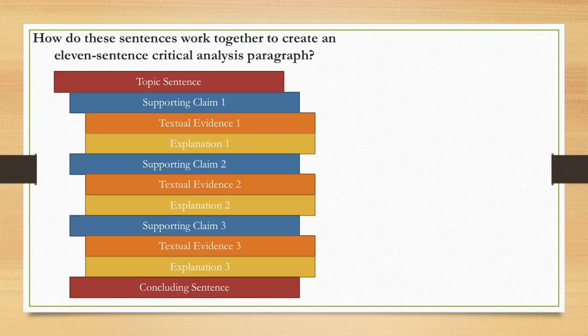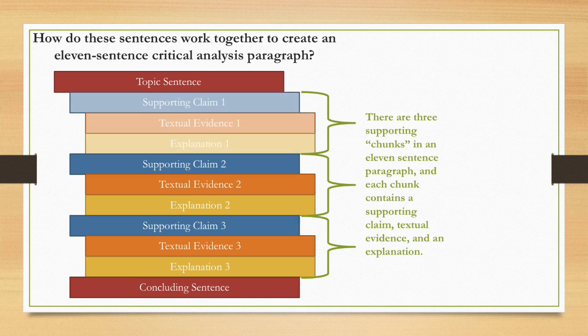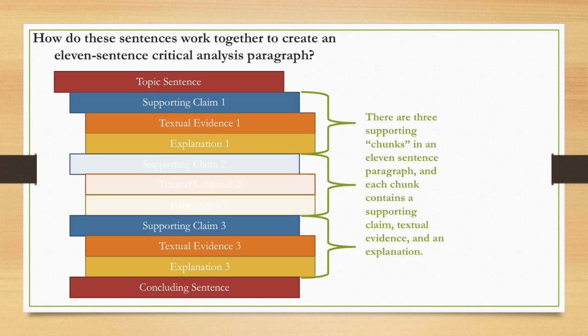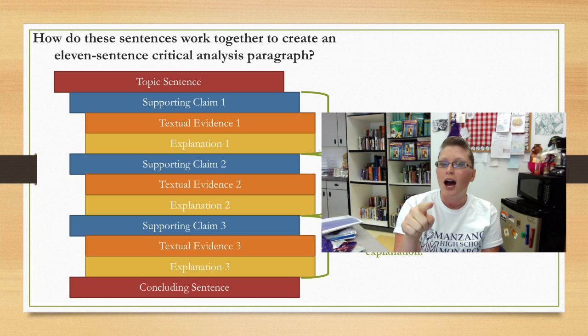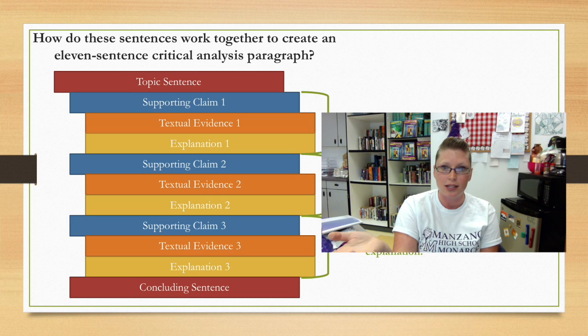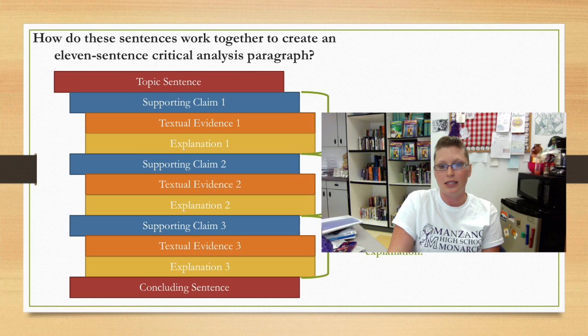So how do these sentences work together to create an 11-sentence critical analysis paragraph? Well, first I have my topic sentence. Then I have a chunk. So there's my first chunk, I have my second chunk, and my third chunk. And all of my chunks contain a supporting claim, a textual evidence sentence, and an explanation sentence. So if you notice, I have 11 different blocks all stacked to make an 11-sentence paragraph. That's because each one of these blocks counts as one sentence.